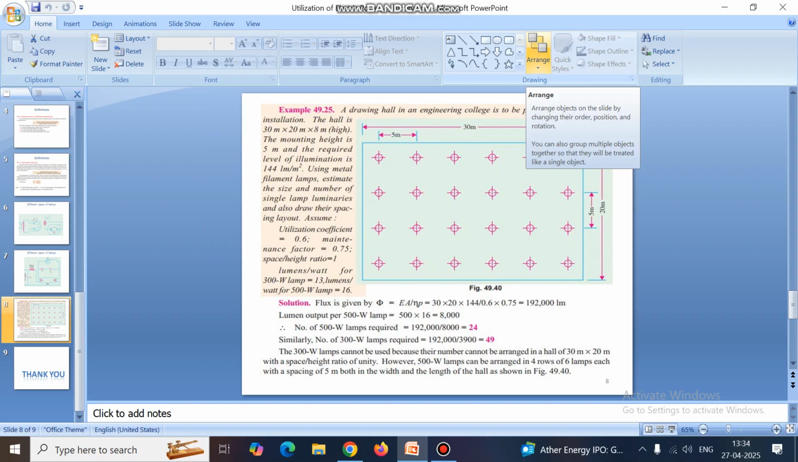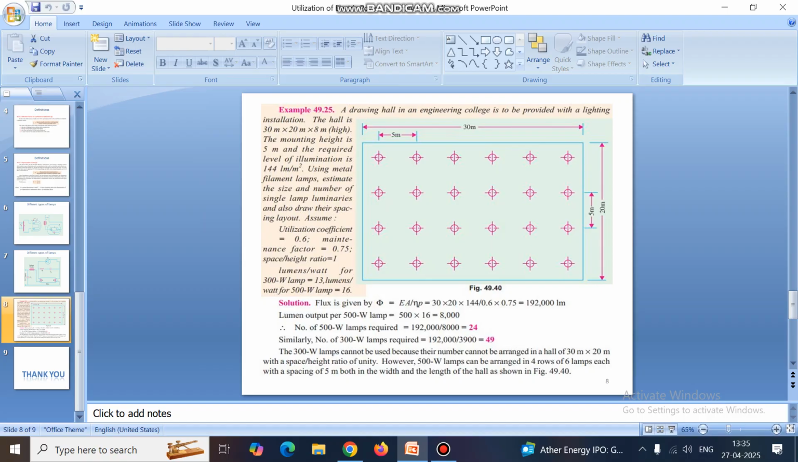After the first part of illumination, now we are going to the next part, that is the design part. Here there is a problem. In this problem, a drawing hall of an engineering college is to be illuminated with an illumination of 144 lumen per meter squared. The room size is 30 meter length, breadth is 20 meter, and height is 8 meter, and the mounting height of the light is 5 meter.